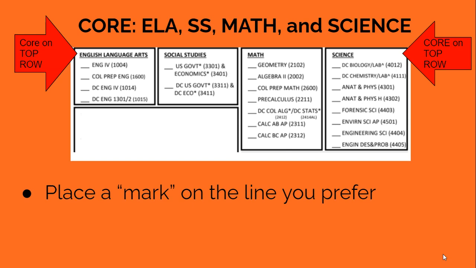Moving on to social studies, you're going to choose U.S. Government and Economics or U.S. Government and Economics dual credit. Know that government is a semester long and economics is a semester long for a total of 1 credit. We're going to skip math for now and move on to science.